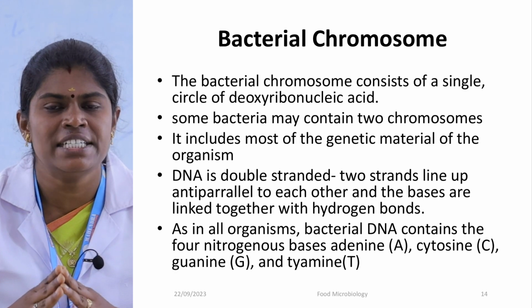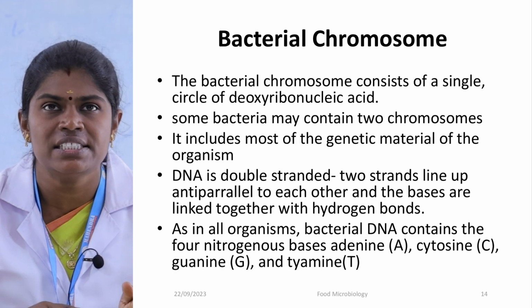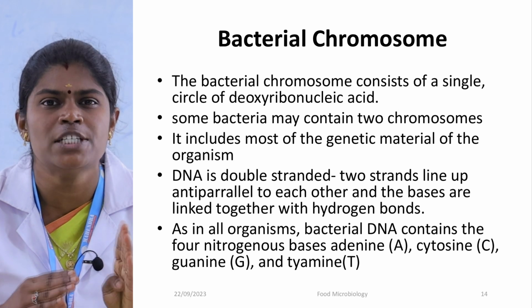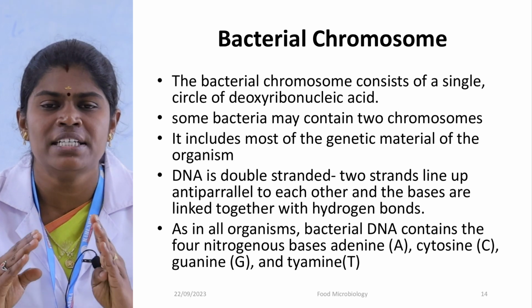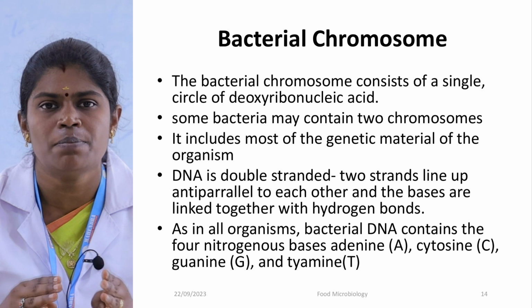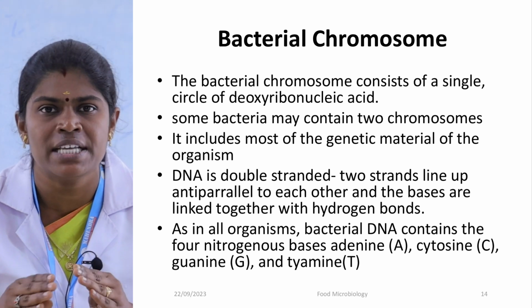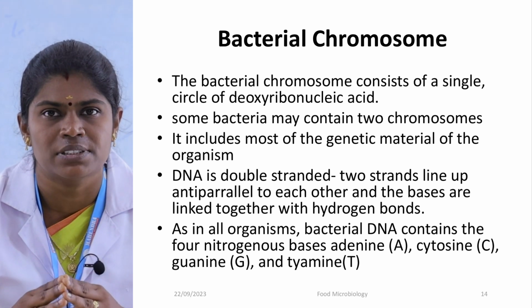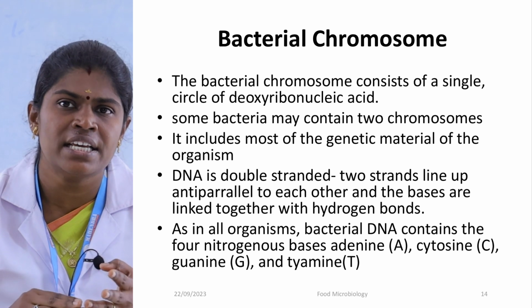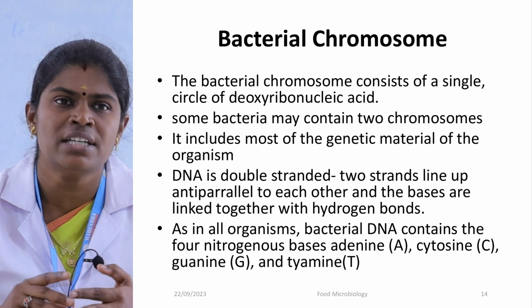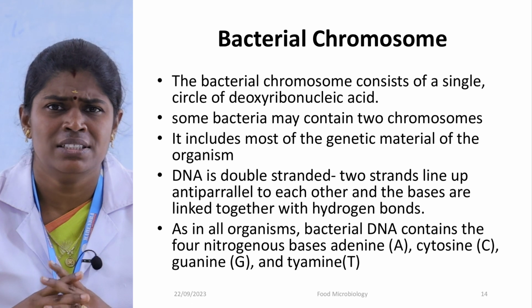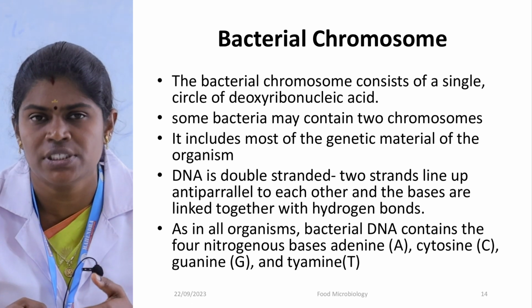Next one is bacterial chromosome. As we have already seen, plasmid DNA is a very small chromosomal DNA. The bacterial chromosome is somewhat big when compared with plasmid DNA, and it has base pairs. What are they? Adenine, cytosine, thymine and guanine. These are bound by hydrogen bonds.